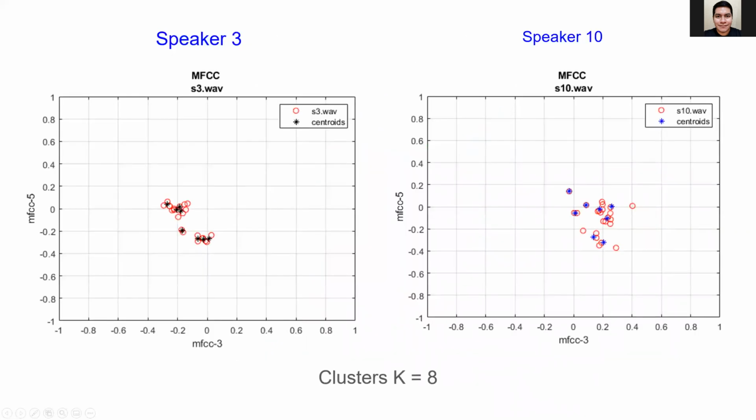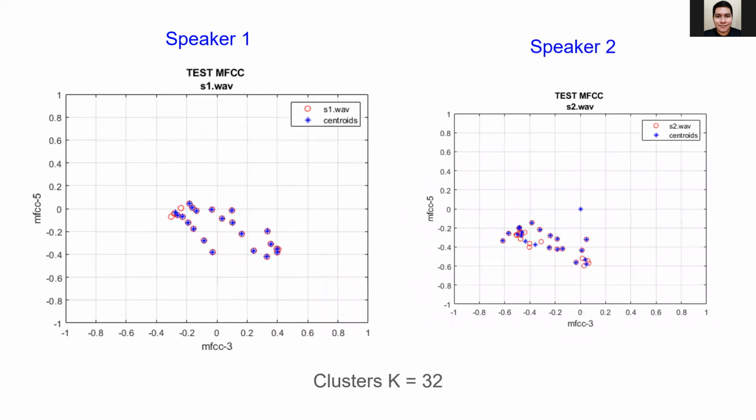This is the result when we apply the LBG algorithm to speaker 3 and speaker 10 for clusters equal to 8. We can see from the left that speaker 3 has 8 centroids and also 8 clusters, but we can't see them here. And for speaker 10, we also have 8 centroids.